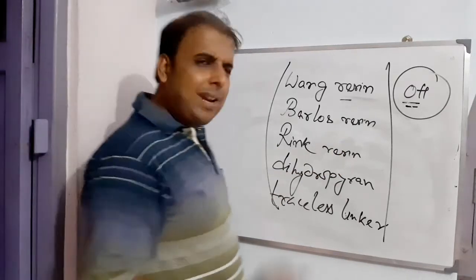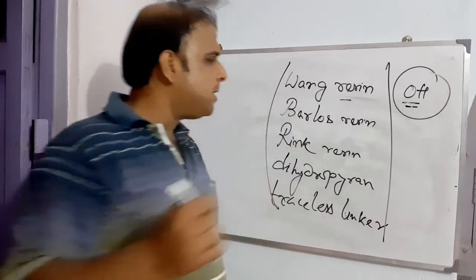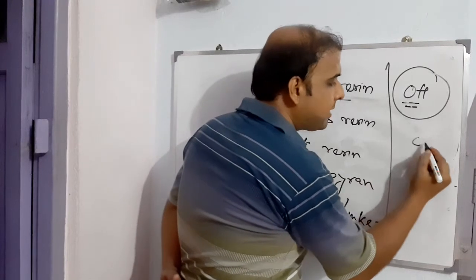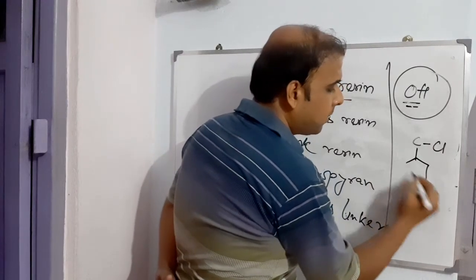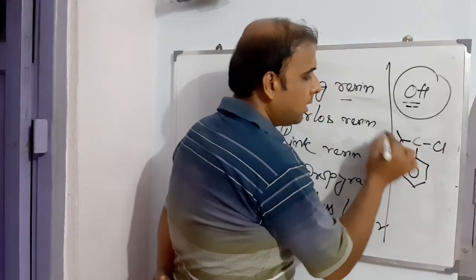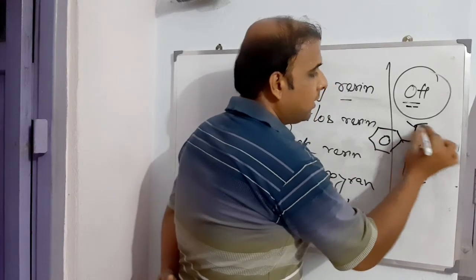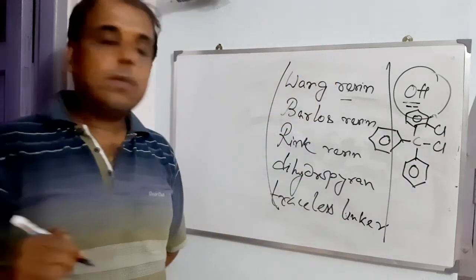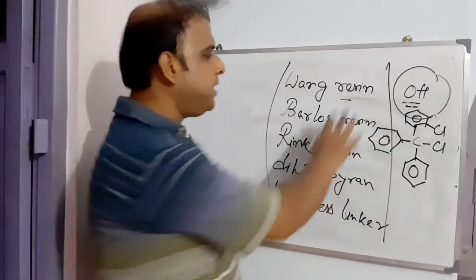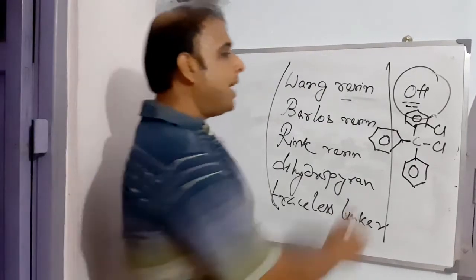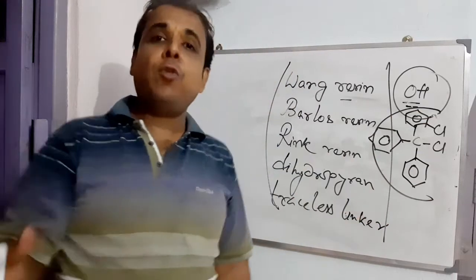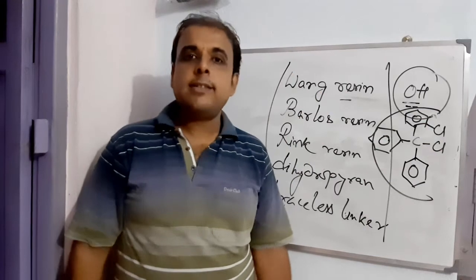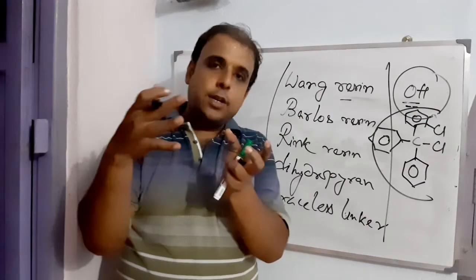So what is Barlow's resin? Barlow's resin is basically a trityl resin. Trityl means it is something like this. So this is trityl, the feature of Barlow's resin. Once we use this particular resin, we can readily overcome the problem which we encountered while dealing with Wang resin. That was, we can avoid the racemization of the first amino acid.